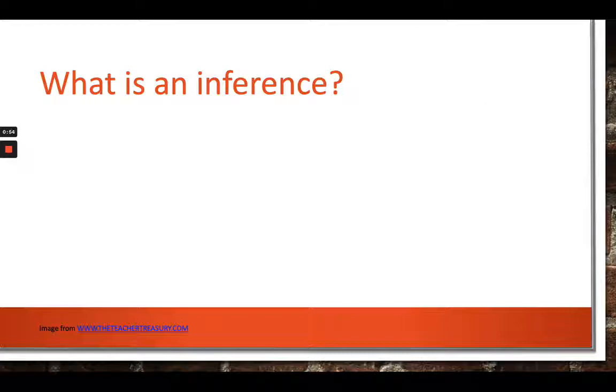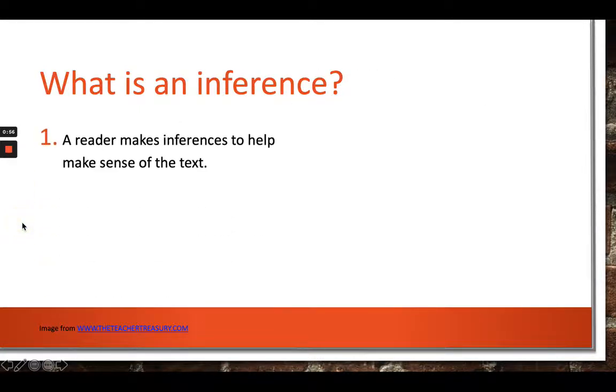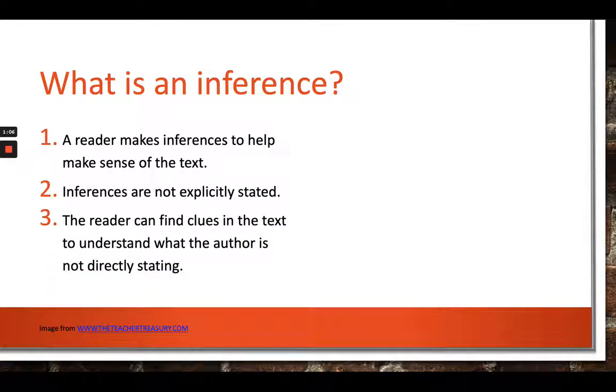So what is an inference? A reader makes inferences to help make sense of the text. Inferences are not explicitly stated. The reader can find clues in the text to understand what the author is not directly stating. So when we say inferences are not explicitly stated, that means the author does not come out and directly tell us what he's trying to say. So we have to find clues in the text to understand what the author is trying to say.